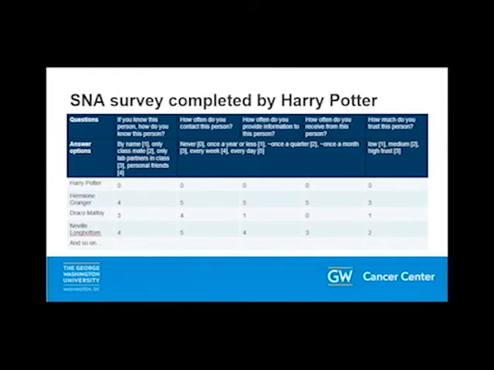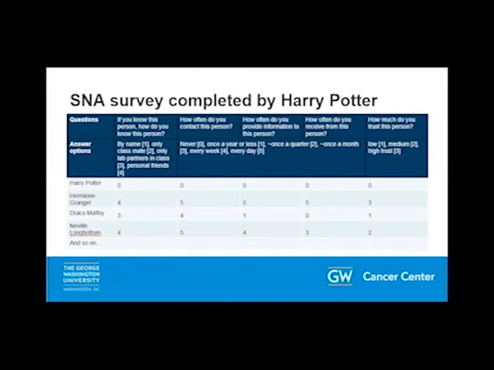So I just thought I would give you a fun example. Let's say Harry Potter is completing the social network analysis survey that was created to assess the network of students at the Hogwarts School of Witchcraft and Wizardry. He would leave the first row blank because we're not interested in him evaluating himself. But the second row is asking him to evaluate his relationship with Hermione Granger. And Hermione is Harry's best friend, so he would indicate her as being personal friends.